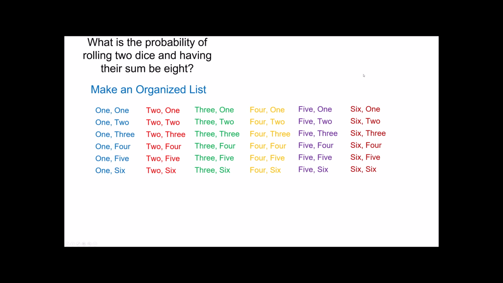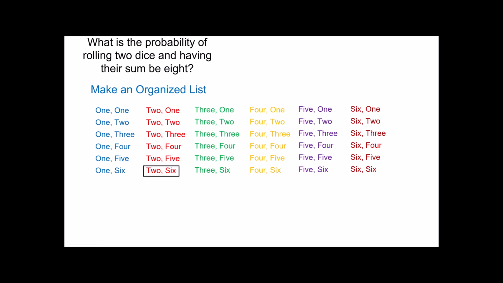It is very time consuming. It's not much fun to make. But again, I have the benefit of being able to cut and paste here. You have the benefit of being able to just write them out in numbers at home instead of writing them out in words. Notice the question is, what is the probability of rolling 2 dice and having the sum be 8? Well, I need to go through here and look for possibilities that give me a sum of 8. Remember, sum means add. 1 plus 1 is 2, 1 plus 2 is 3. I need to go through and add all these together and see which ones give me an 8.